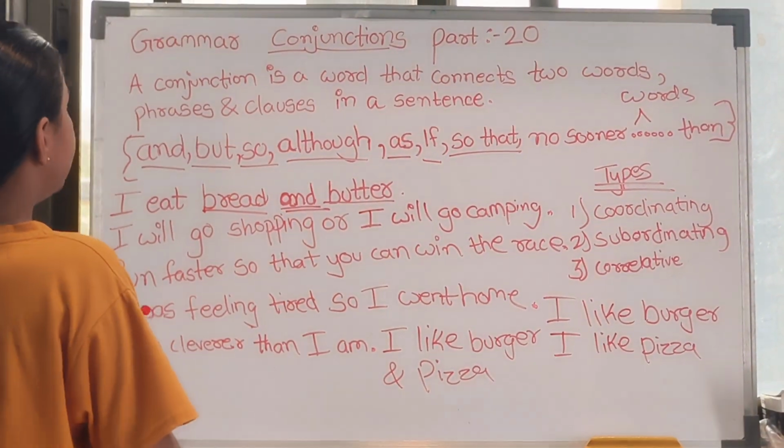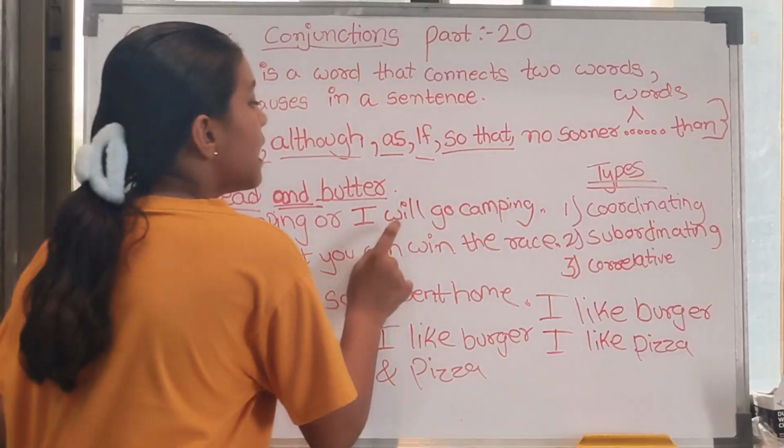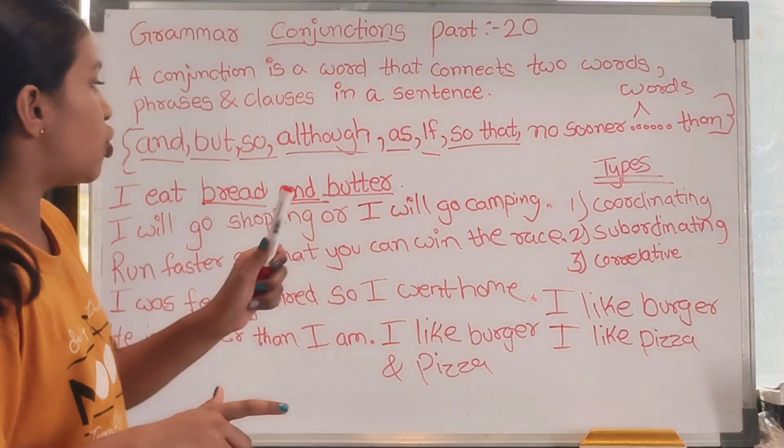Clear? Now the next sentence: I will go shopping or I will go camping. Here it is joining clauses.